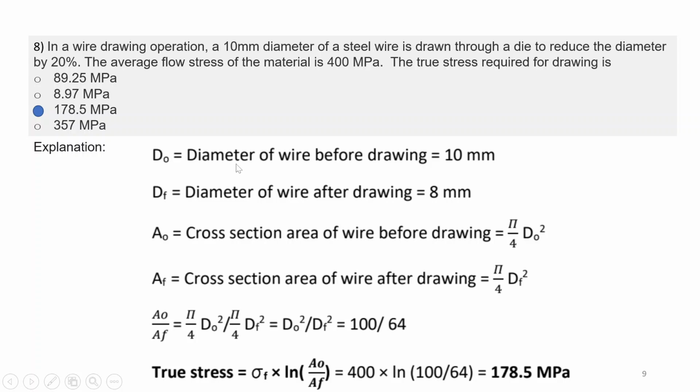So here first you have to calculate the radius. You can either calculate directly via diameter. So pi r square will be the cross section area, initial and final. It's given 10 diameter is reduced by 20%. So after that, using those you calculate the area, and sigma f is already given as 400 MPa. So 400 times ln 100 divided by 64 will give you 178.5 MPa as the true stress.